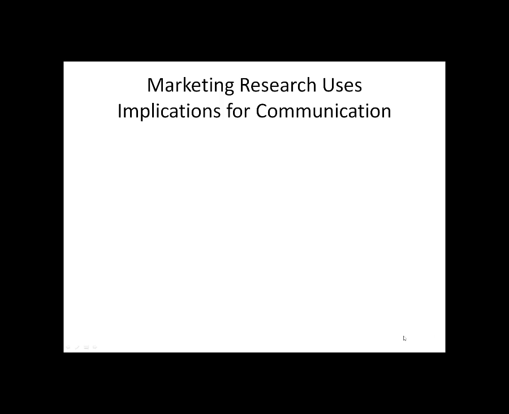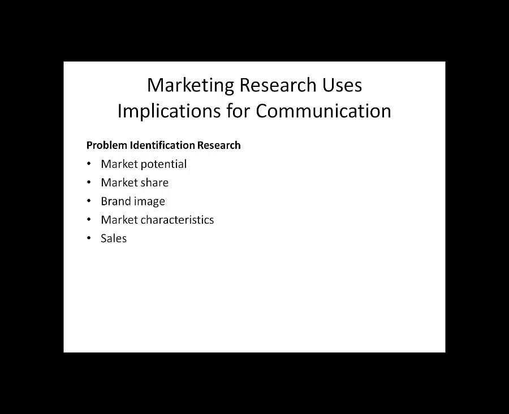We have reviewed 3 of the types of problem identification marketing research that are discussed in your text to help you understand their relevance for communication functions, including market potential, market share, and brand image. Your text also discusses 3 other types of problem identification research: market characteristics, sales, and business trends. Again, communications professionals may not always do much of this type of research, but you can consider ways that they might use this research to help guide communications planning, strategy, and evaluation.